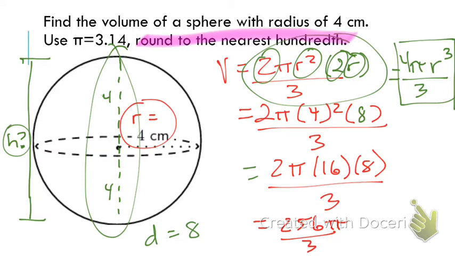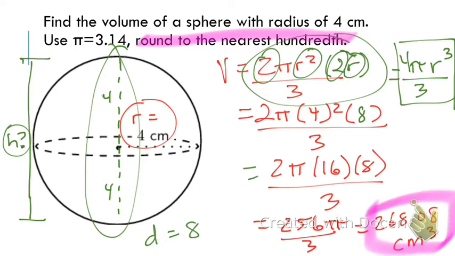Alright, sorry about that. Dropped my phone calculator. The answer is going to be 268.08, and this is in centimeters, so I'm going to say centimeters cubed. All right, there's your answer.